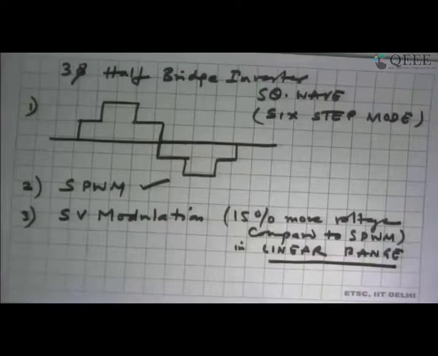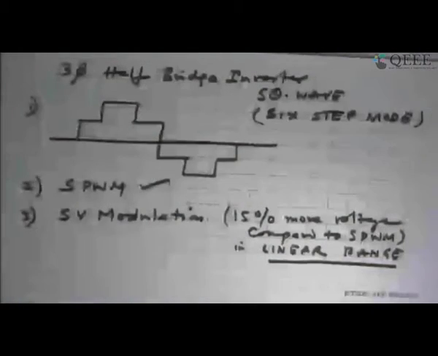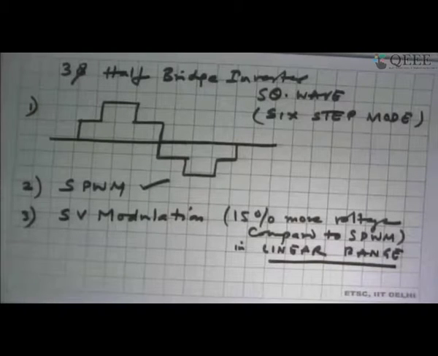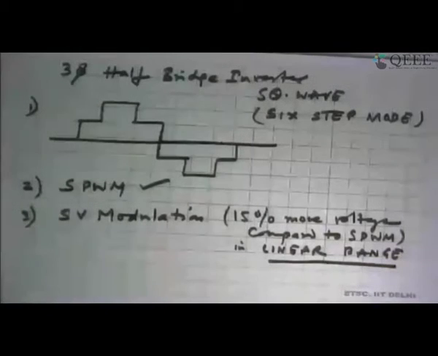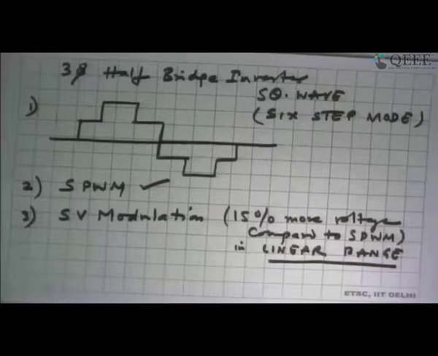So given an inverter and a DC link, the first choice is to work in the linear range. If you can work with SPWM, it's better because it is simple to implement. But if you find the DC link voltage is less, you can go for SVM, where you can again increase the output voltage by 15%. But if you want still higher voltage, you have no choice but to go for square wave mode. But you have to live with harmonic currents and harmonic torques if you are using an induction motor.